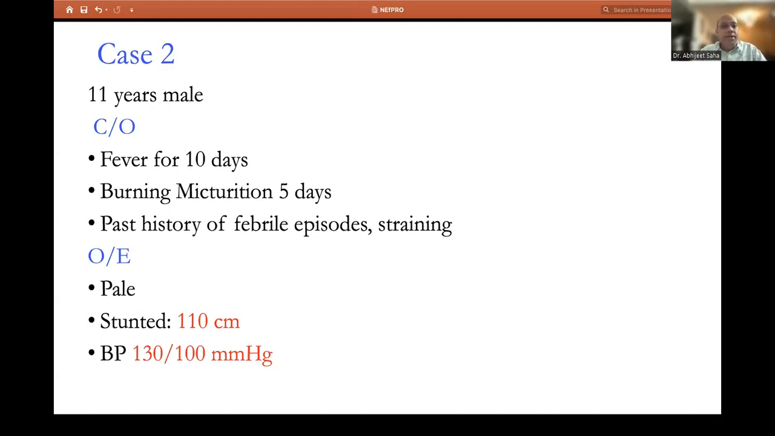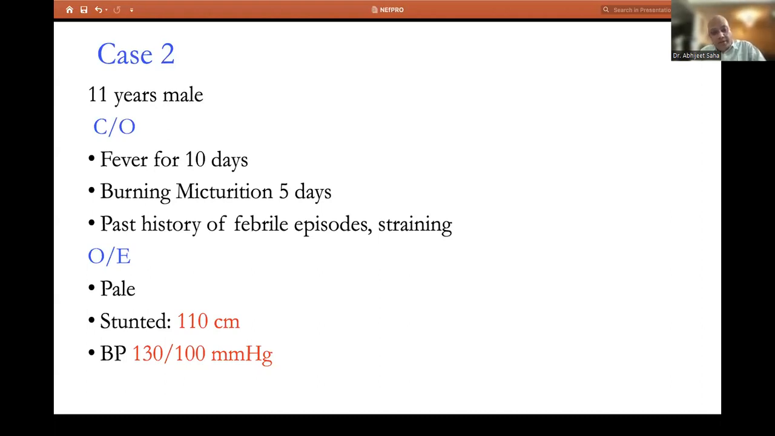Now, on examination, this child was pale. His height was 110 centimeters, and his blood pressure was 130 by 100 millimeter of mercury. So this child was stunted because he was 11 years old. So you can roughly estimate that the height of a 4-year-old child is usually 100 centimeters, and beyond that around 6 centimeters rise per year. So approximately you can see that the child was stunted. You can always go to the charts and take out the exact centiles.